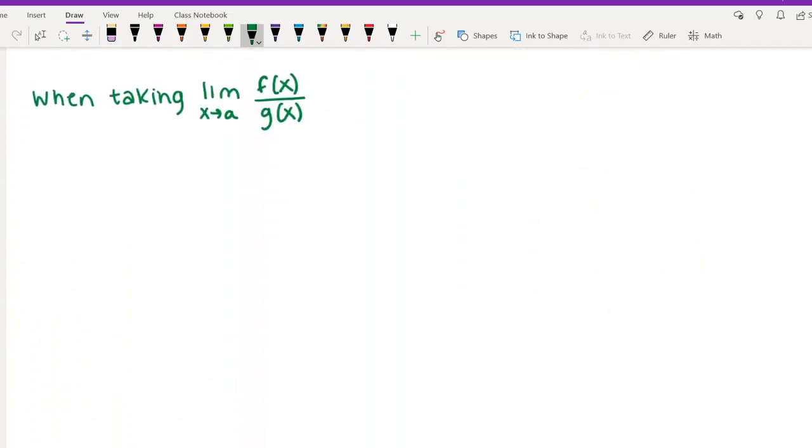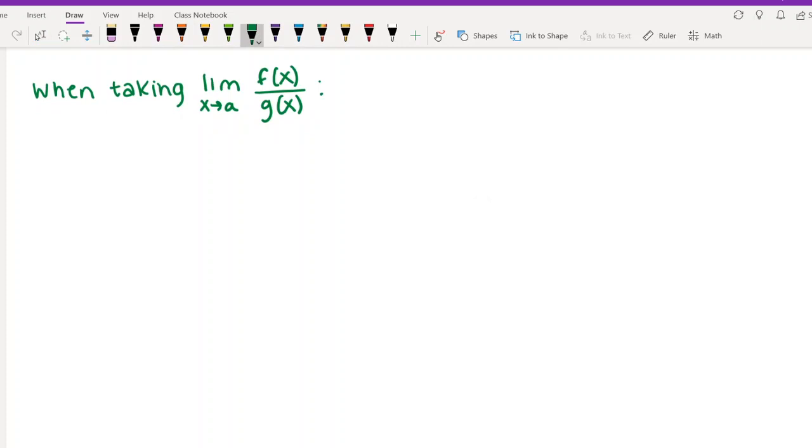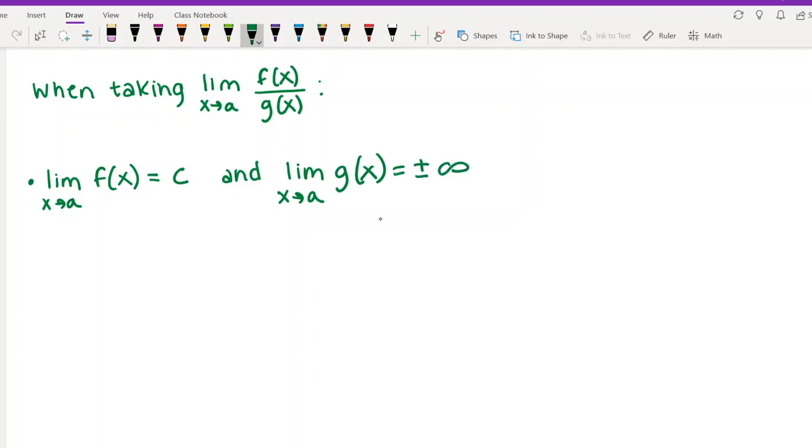Okay. So basically, there's a few different situations that can happen. So let's say that the limit as x approaches a of the numerator is equal to a number. And let's say that the limit as x approaches a of the denominator is equal to either positive or negative infinity. So what's that going to give you as the overall limit? If the numerator limit is just a number and the denominator limit is plus or minus infinity, well, that's going to give us 0 as our overall limit, right?